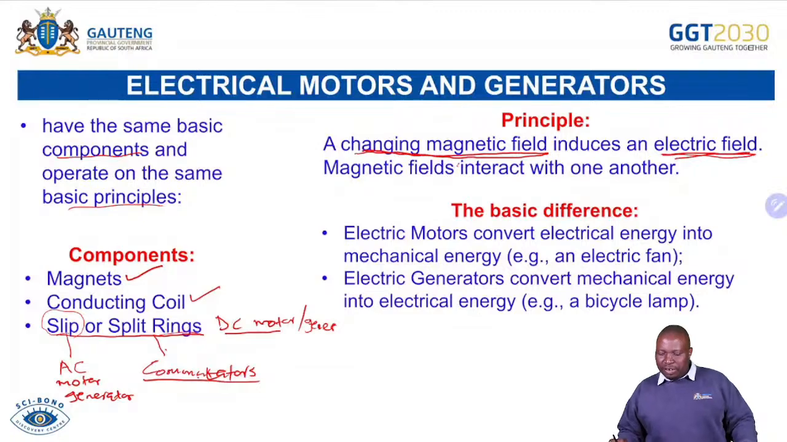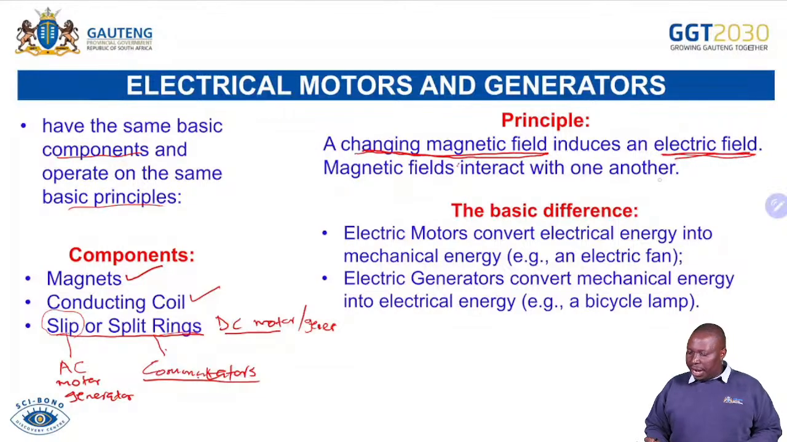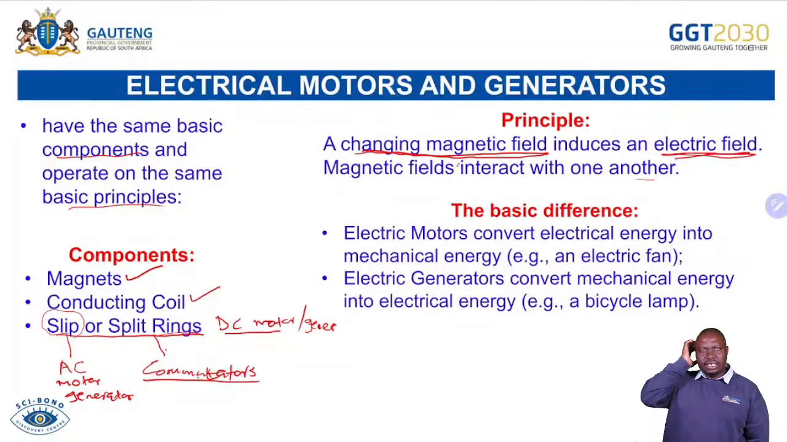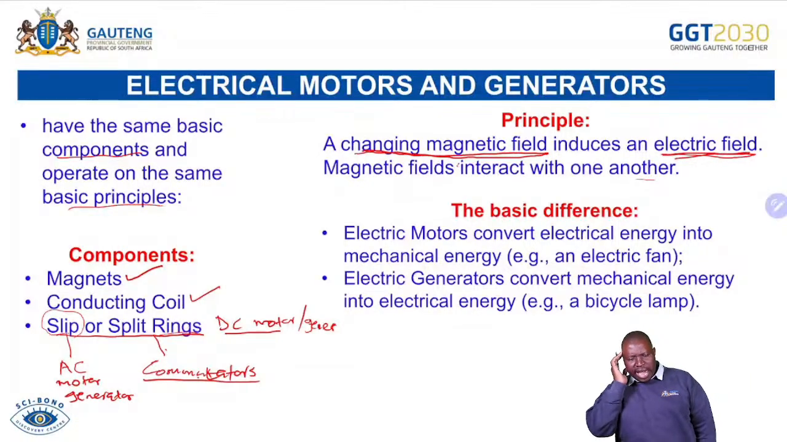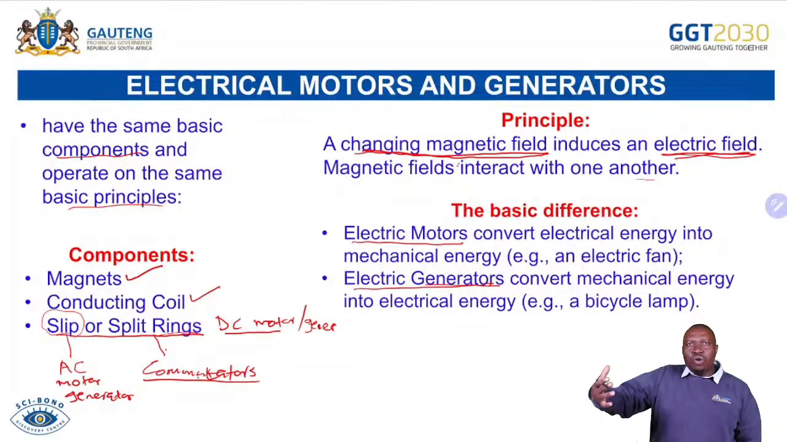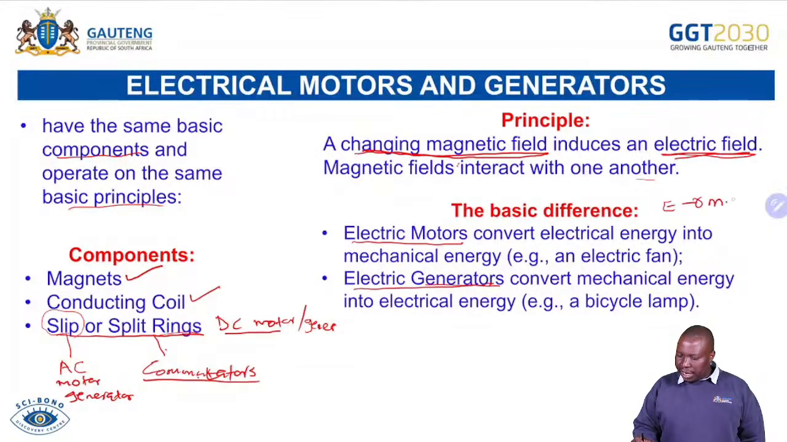And then the magnetic fields will interact with one another. And then what are the basic differences between these motors and generators? The basic difference I already told you at the beginning of this lesson is that, hence they are called generators, they are generating, it is energy conversion. So a motor converts electrical to mechanical energy.